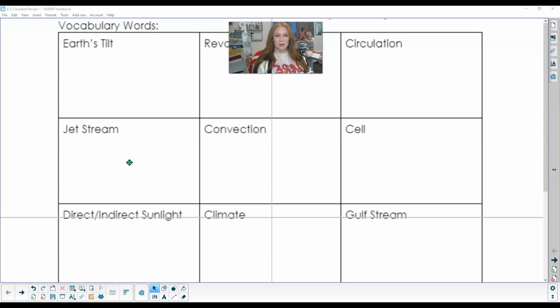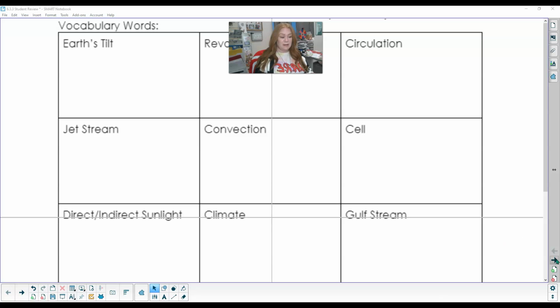For the first part of our review, we have this part that looks like this. I just want you to go through and see if you can draw a picture or explain what you know about the vocabulary word. And then you're going to come back and see if what you know matches what I think you should know. So go ahead and fill out these 9 words and pause the video and then come on back.